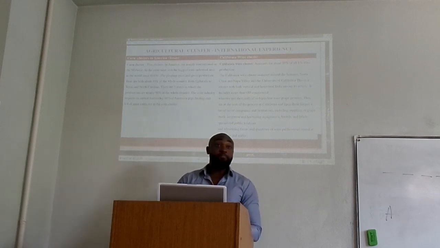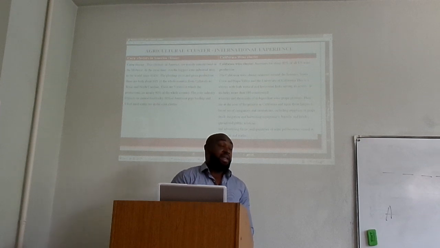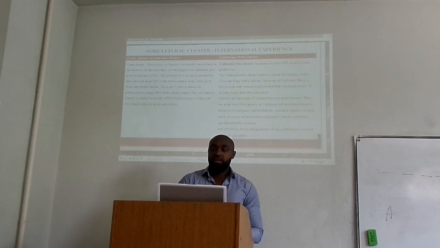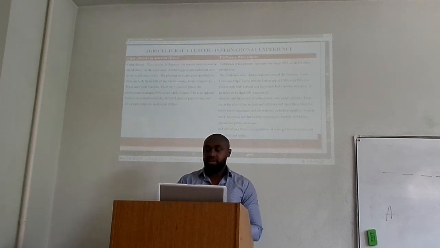This cluster is the biggest cluster in the world related to the agriculture sector, and is responsible for producing 90% of all corn produced in the United States. And the second example of a cluster in the agriculture sector is the California wine cluster, just to give you some examples. This is the second biggest cluster in the agriculture sector, and is responsible for 18% of all wine produced in the United States.